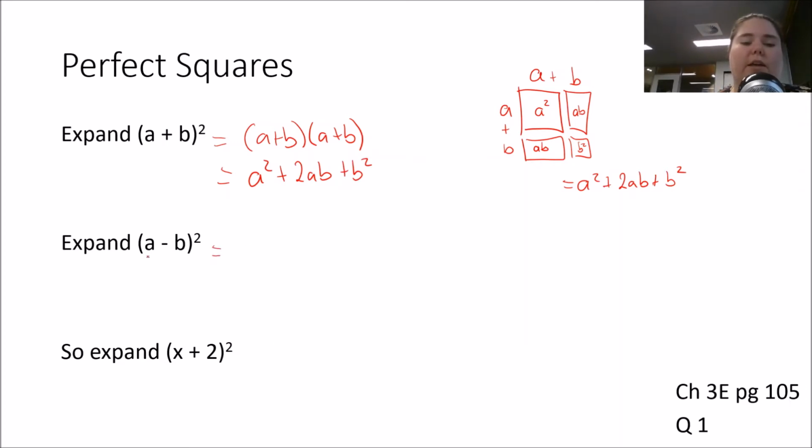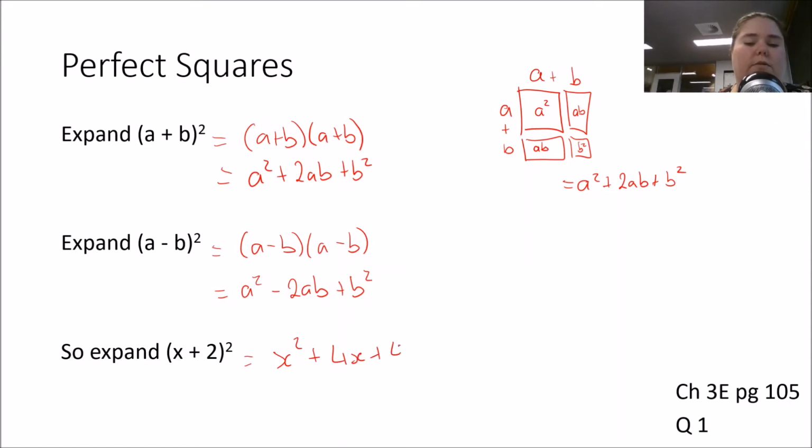We can do that with anything so long as we have identical brackets. And we're just using FOIL. So first to first, middle to middle, outside to outside, which will get us 2 lots of negative ab, and then plus b squared. And this one, we've got x squared plus 4x plus 4. Alright, so that's just expanding. You can do that in your sleep.